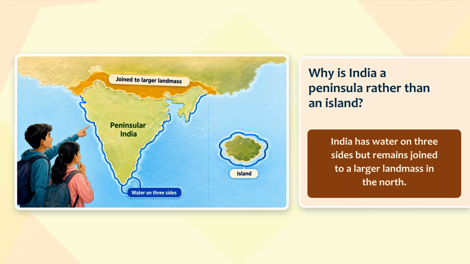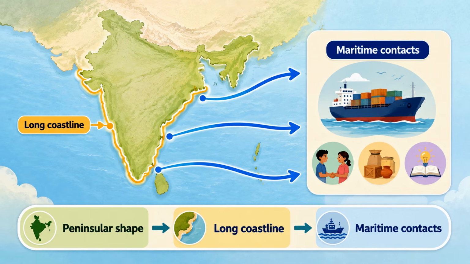India has water on 3 sides, but remains joined to a larger landmass in the north. An island would have water on every side. Next, we will see how this peninsular shape creates long coastlines and supports maritime contacts. Water on 3 sides gives peninsular India long coastlines, and these sea-facing edges support maritime contacts with other places.